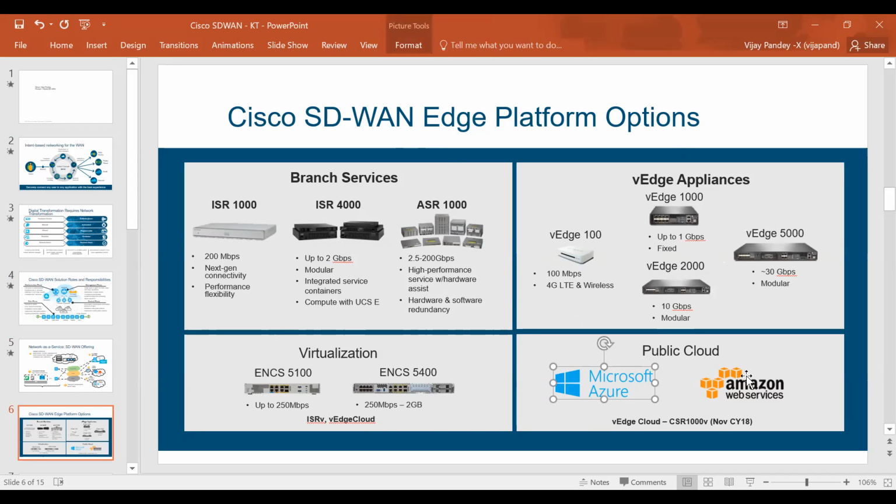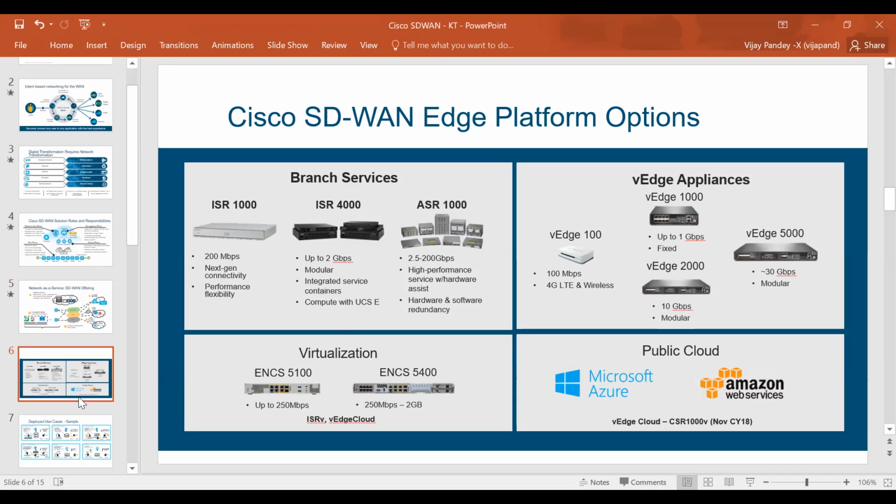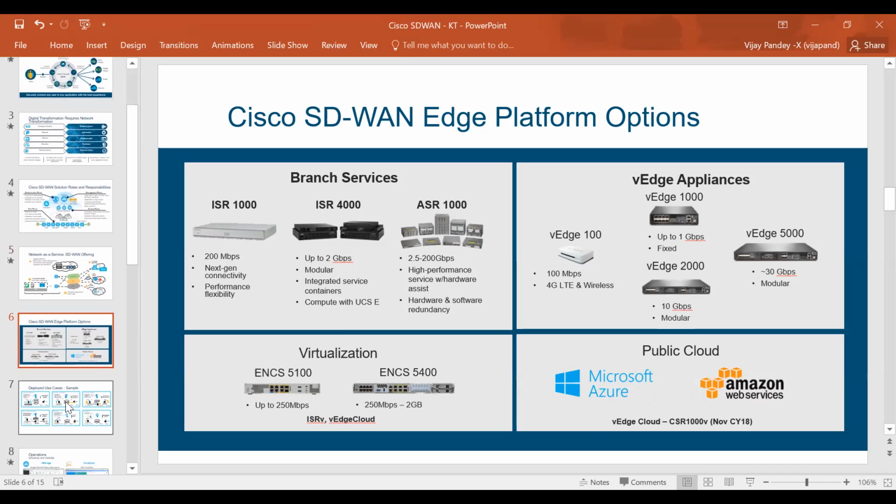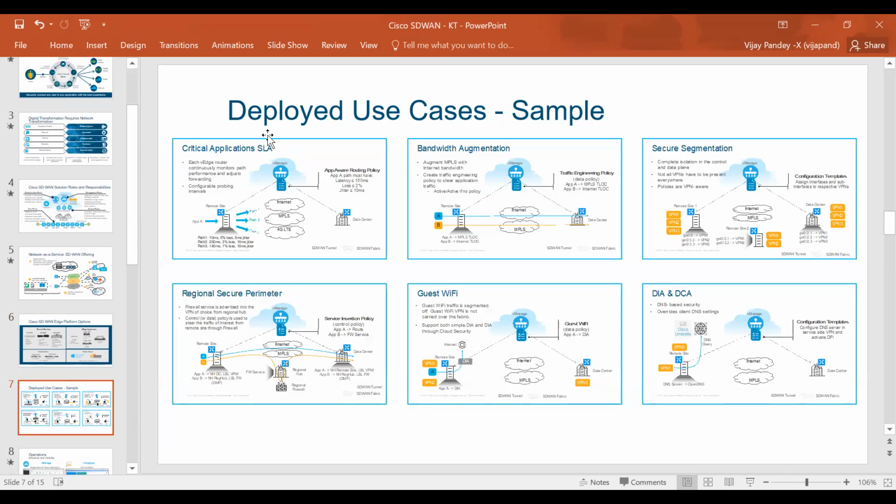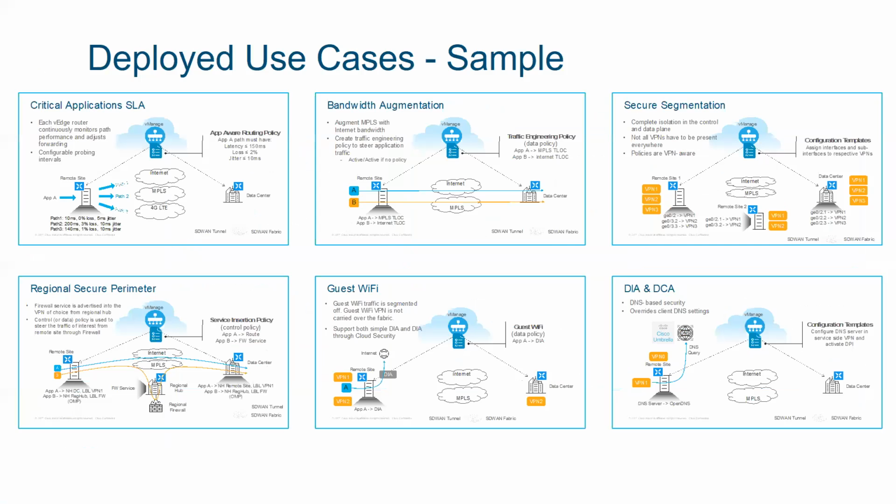Even the SD-WAN solution does support Amazon and Azure public and private cloud using the vCloud network CSR 1000. From 2018 onwards, it does support it here. So these are some use cases which we are getting here, which are pretty cool.